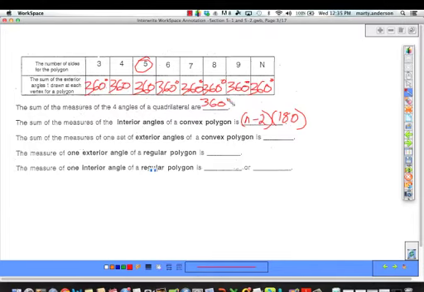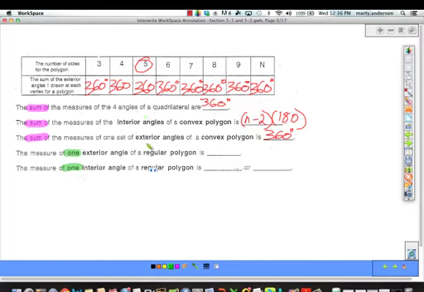Next one, the sum of the measures of one set of exterior angles of a convex polygon. That comes directly from this chart up here. Always going to be 360 degrees. Probably the easiest question you'll be asked all year. What's the sum of the measures of the exterior angles of a 22-gon? 360 degrees. No matter how many sides you have, it's always going to be 360. Please make note that these ones say sum, sum, sum. When we get down here, we are talking about one exterior angle, one exterior angle.